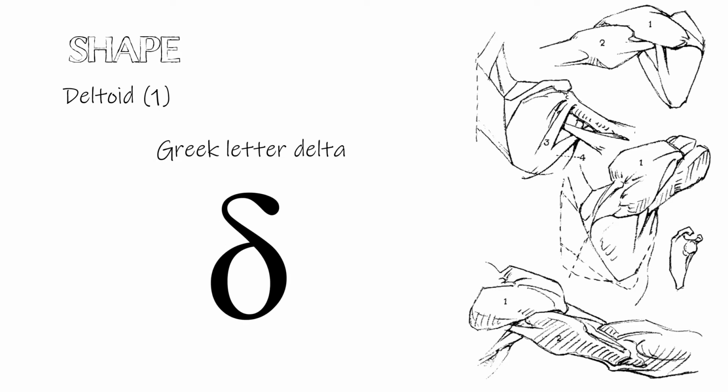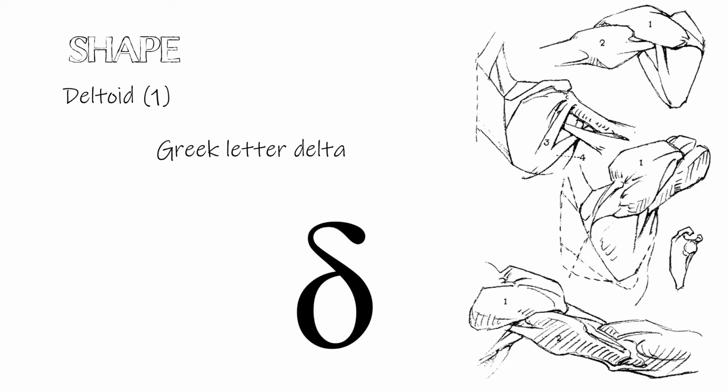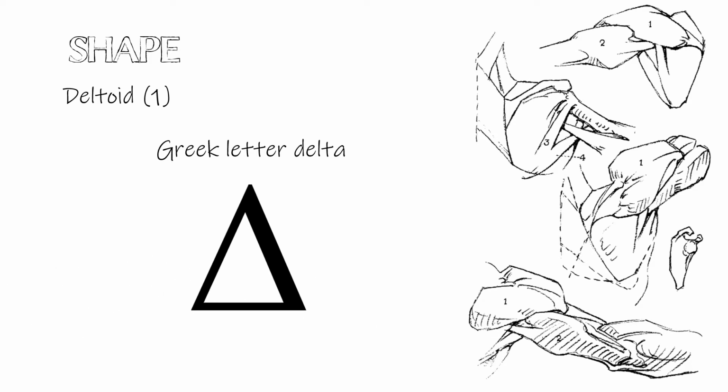And that comes from the Greek letter delta. Okay, it's actually not the lowercase delta, it's the capital delta. And it's a triangular shape. So the deltoid, when you look at it, is a very triangular shaped muscle, right? It's wide at the top and then kind of narrows down to a point where it attaches to the arm. So the deltoid gets its name from the Greek letter delta, which is just a triangular shape.